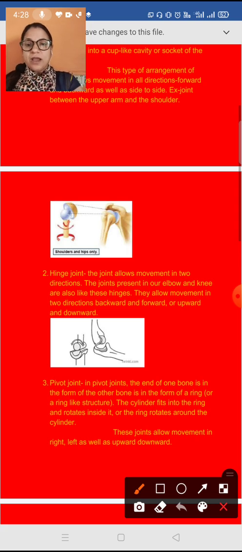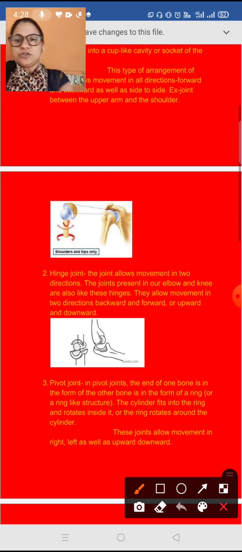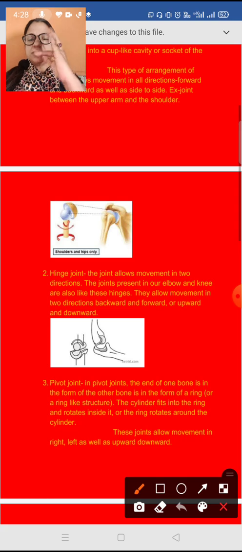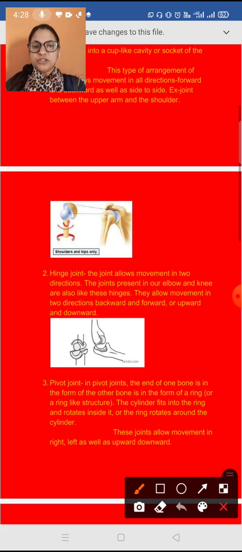However, hinge joints in our body provide more movement than just back and forth. They allow some rotation also, like this. So the finger joints are also an example of hinge joint. You can move your fingers at different joints. So these are also examples of hinge joint.